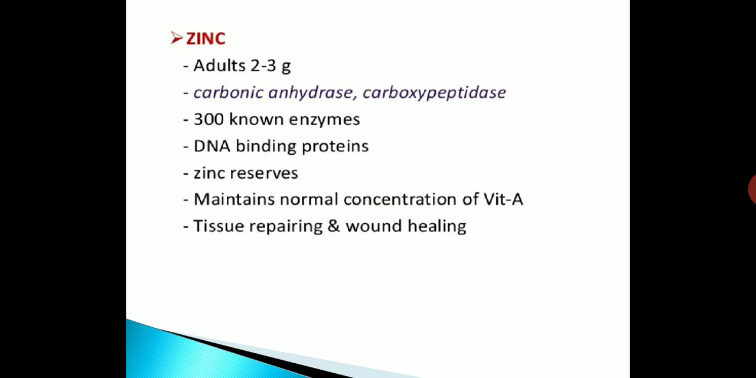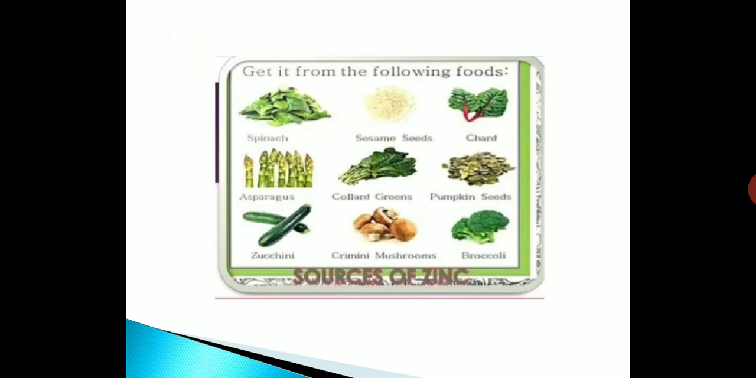Zinc. The quantity in adults is 2 to 3 grams. Carbonic anhydrase, carboxypeptidase, 300 known enzymes, DNA binding proteins. Zinc maintains normal concentration of vitamin A, tissue repairing and wound healing. We can get it from these sources, that is, the sources of zinc.